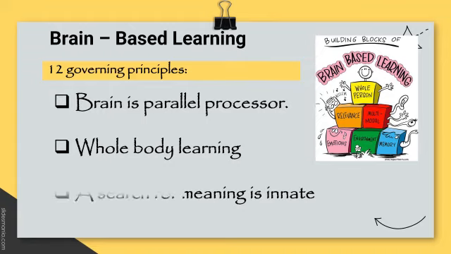Number three, the search for meaning is innate. This means that we are naturally programmed to search for meaning. This principle is survival oriented. The brain needs and automatically registers the familiar while simultaneously searching for and responding to additional stimuli.